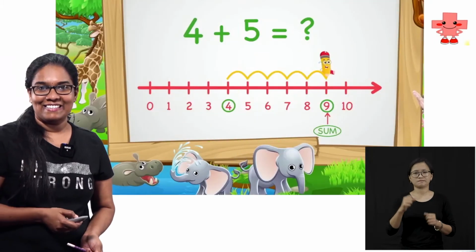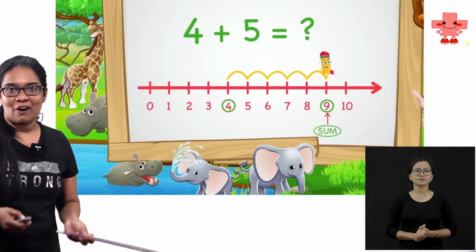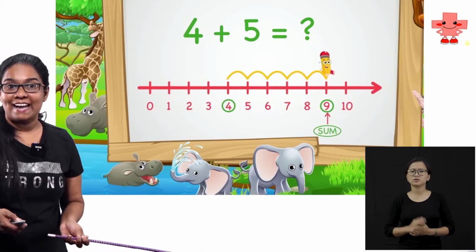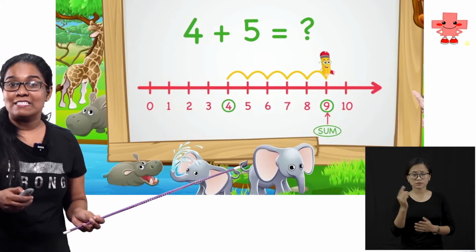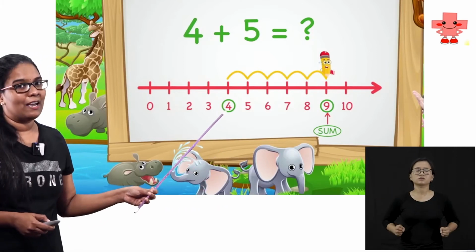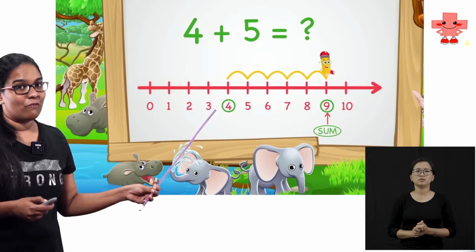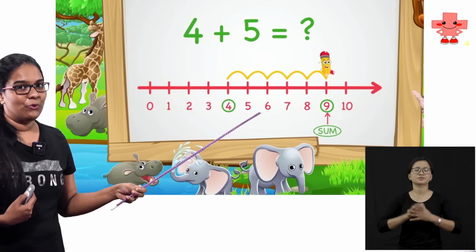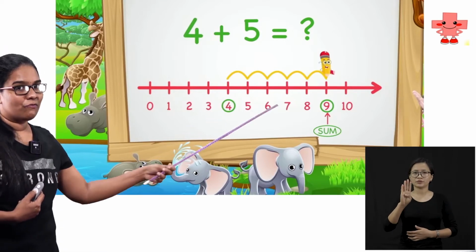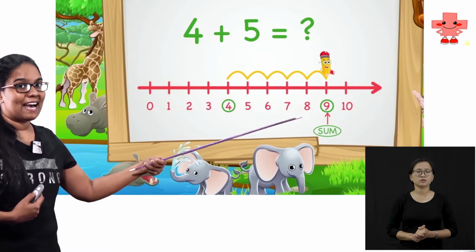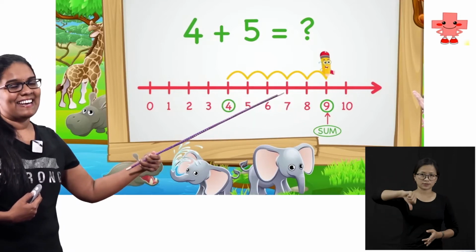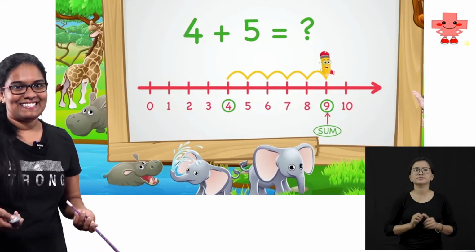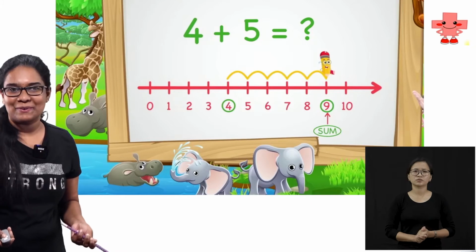Then look here. We have to find out 4 plus 5 by using a number line. First, you have to start from 4. Then go forward 5 steps: 1, 2, 3, 4, 5. Then you reach 9. So the sum is 9. 4 plus 5 is equal to 9.